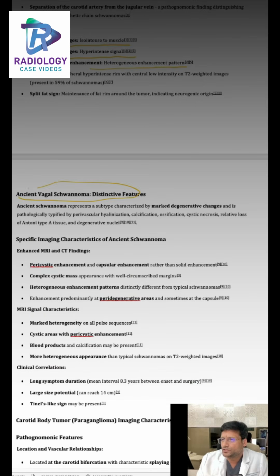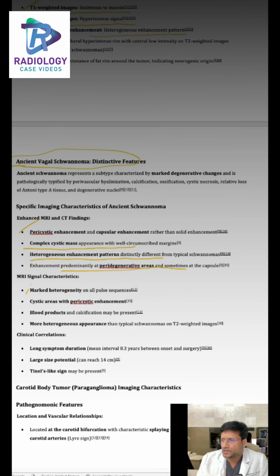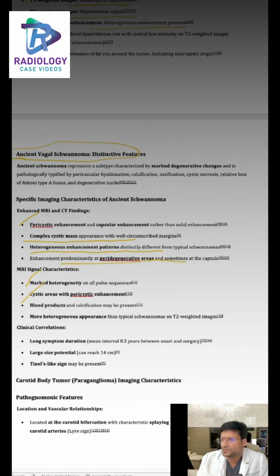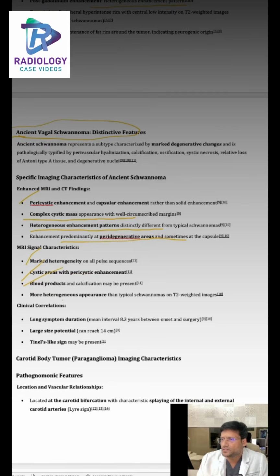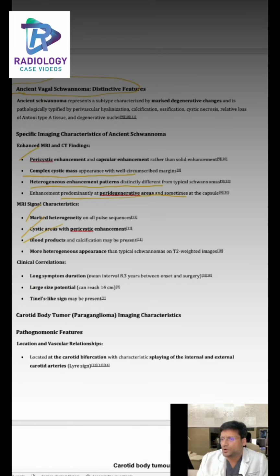Ancient vagal schwannoma will show distinctive features. Pericystic enhancement. It looks like a complex cystic mass. There will be a very heterogeneous enhancement pattern. There will be degenerative changes, sometimes at the capsule. Marked heterogeneity, cystic areas, pericystic enhancement, sometimes blood products or calcifications may be present. If it is a small peripheral schwannoma, you'll see the Tinel's sign.